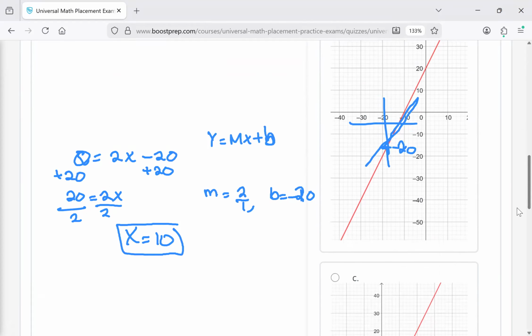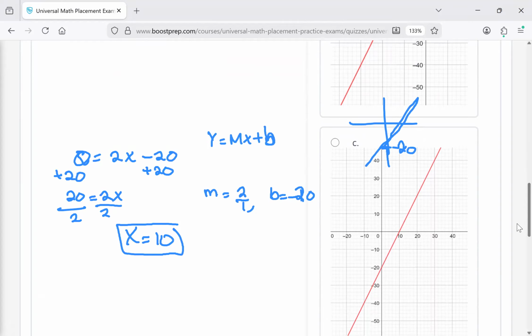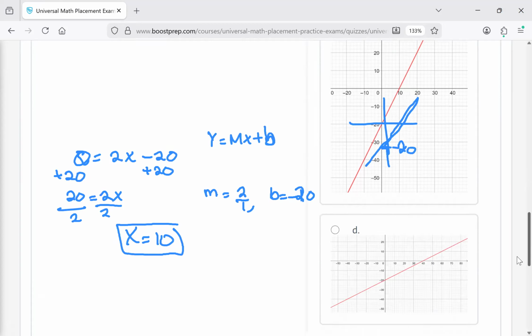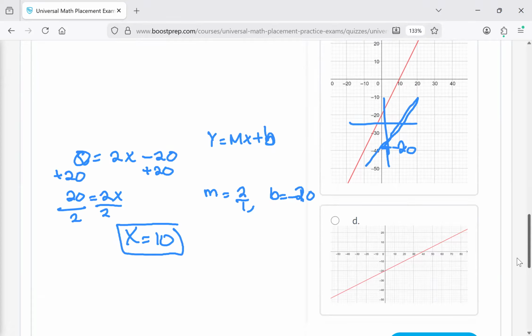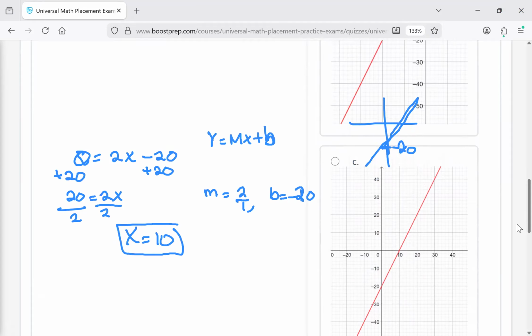So is it C or D? On C, we have a y-intercept of negative 20. Our slope is positive, but do we have an x-intercept of 10? Yes. D does not have an x-intercept of 10. So the correct answer would be letter C.